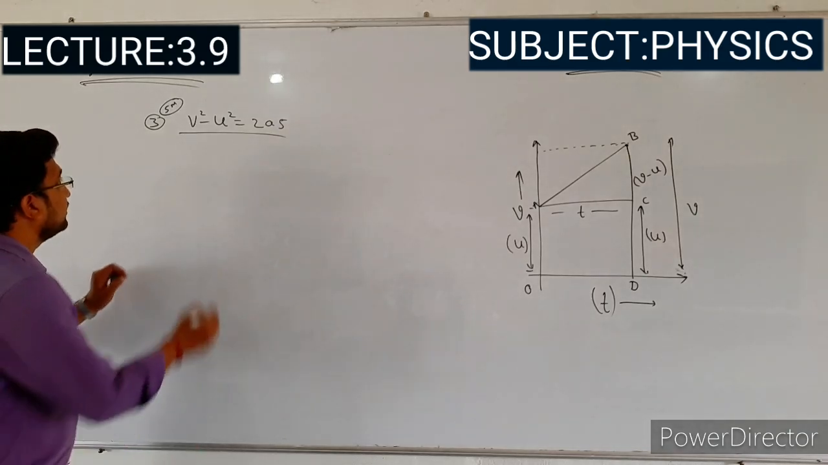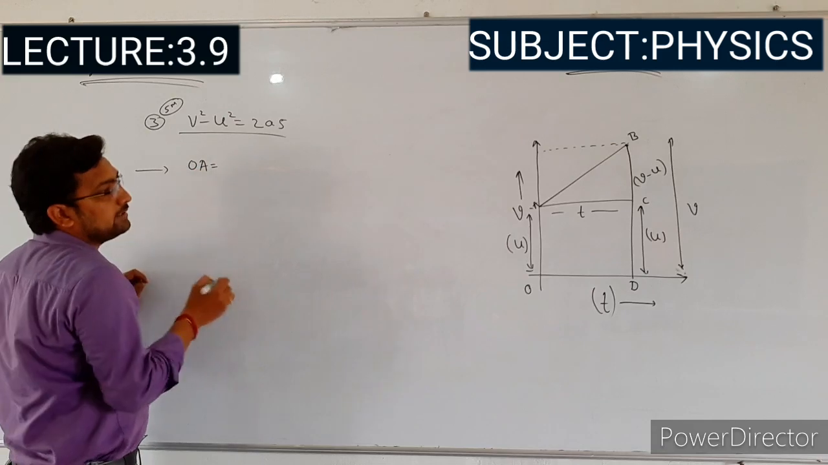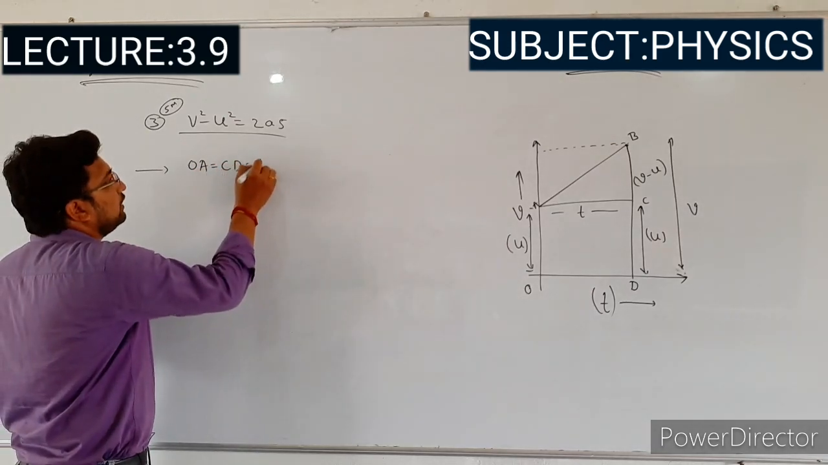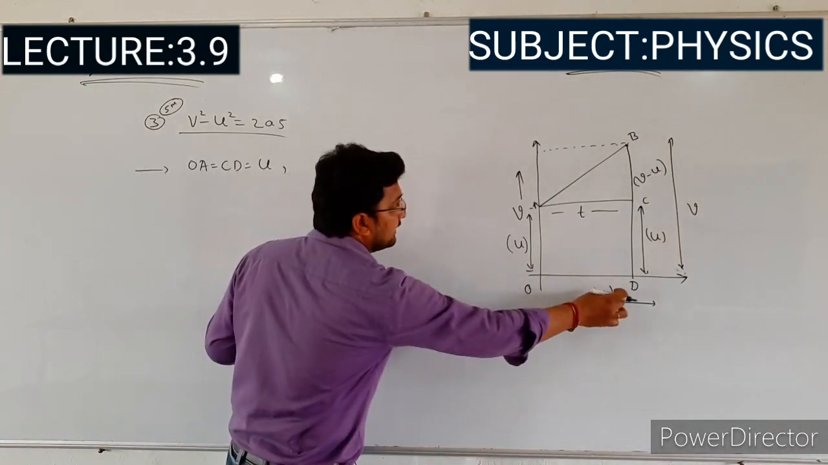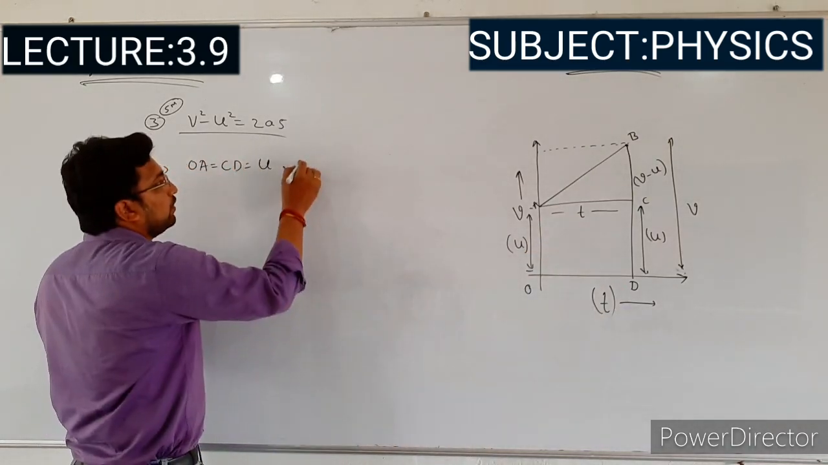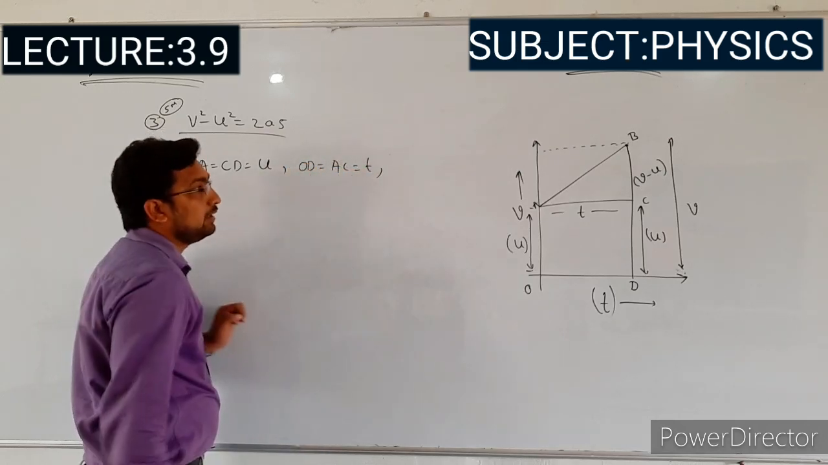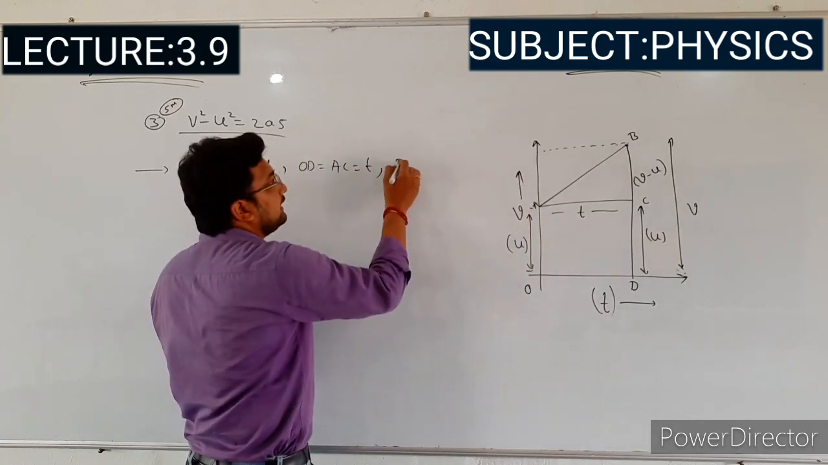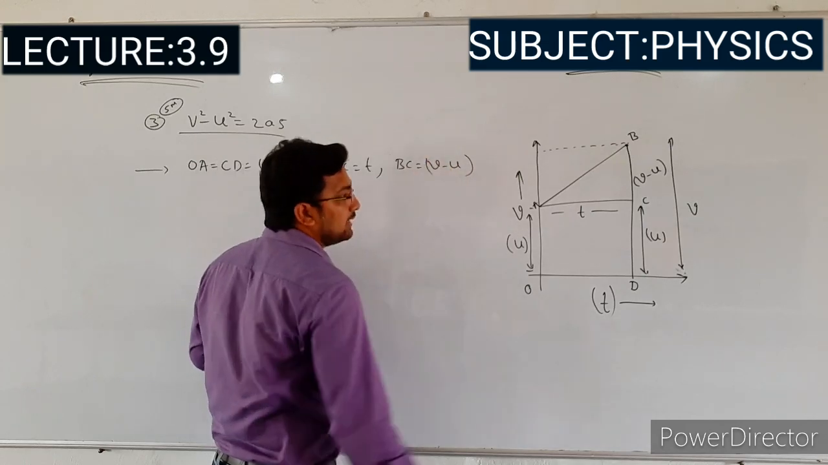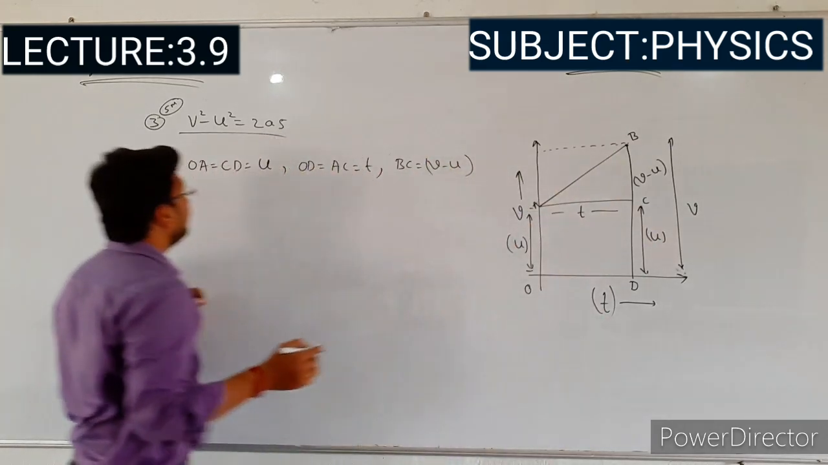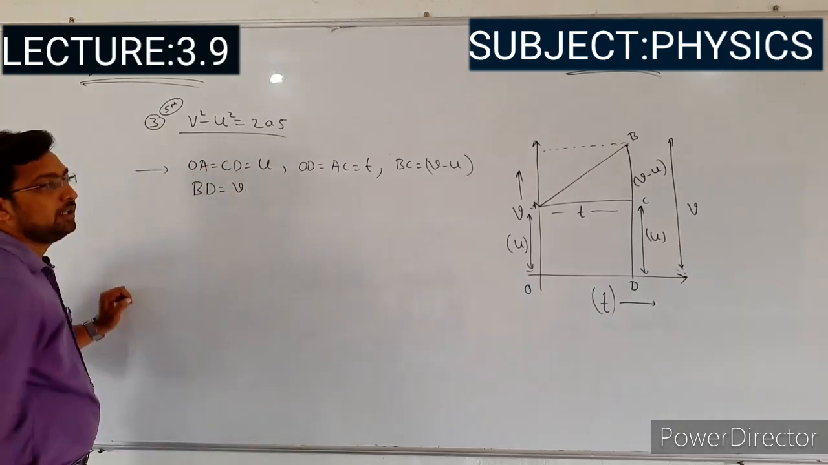Okay. See here. The first one, OA is equal to CD is equal to initial velocity u. After that OD is equal to AC is equal to t. After that BC is equal to v minus u. Then BD is equal to final velocity v.